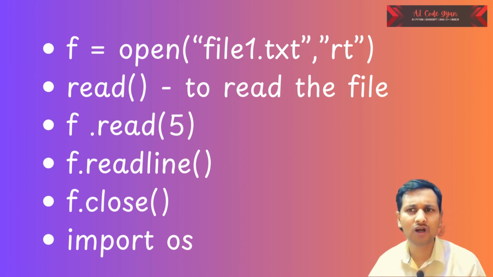Now next we'll talk about the read function to read the file. When we talk about f.read and we give a number, like 0, 1, 2, 3, 4, 5, it means the number of characters it will read. When we talk about f.readline, it will read one line by default. f.close will close the file, and we have import os to import the path library and make sure we can check whether the file exists or not, and we can remove the file. Now let us do hands-on.